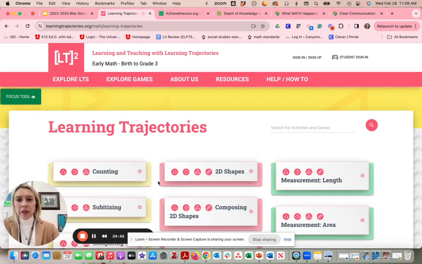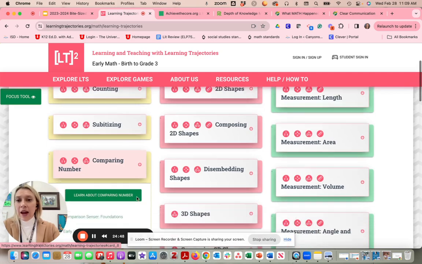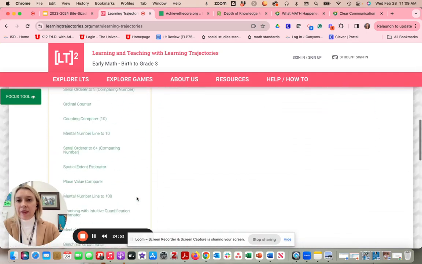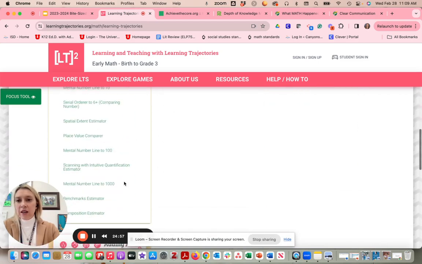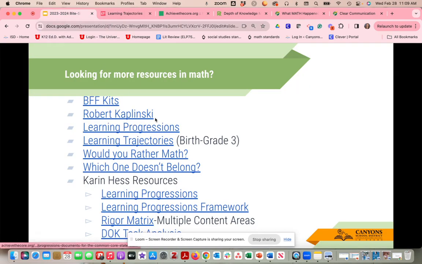But what you do on this one is you go to your learning trajectories here. You look at what it is maybe that your students are going to be doing coming up, and you can see all the different ways that they can actually prove that, starting with that comparison sensor with the foundations, all the way down to the composition estimator. Okay, so that's learning trajectories. That's a really great one.